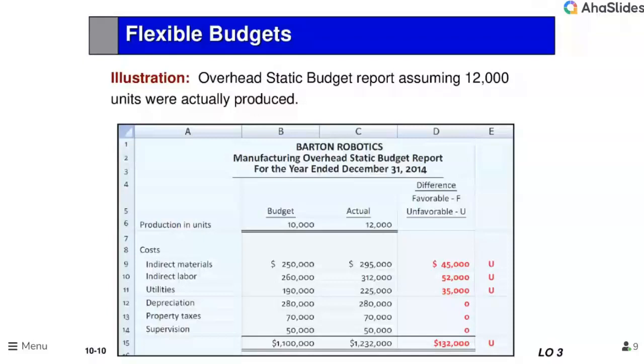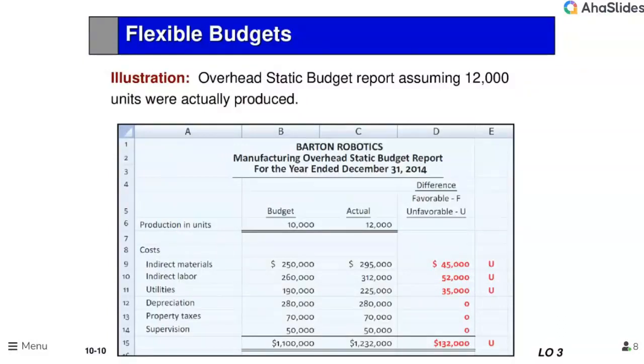Okay, what kind of cost is indirect labor? Fixed or variable? Fixed. Labor are two types. What's indirect material? Indirect material is like glues. Variable. What's depreciation? Depreciation is fixed. Property tax is fixed. Supervisor is fixed, but the first three are variable. Variable are changeable costs. They can go up and down.